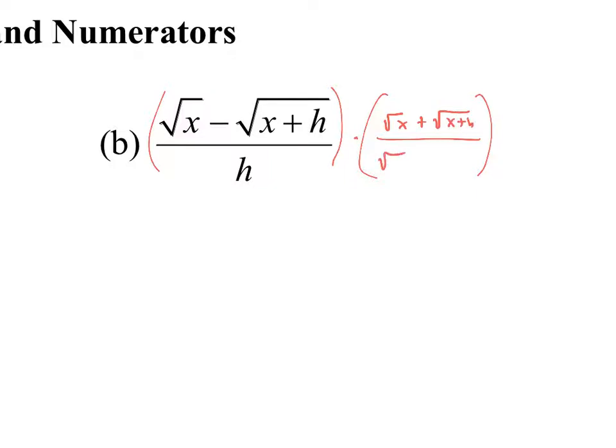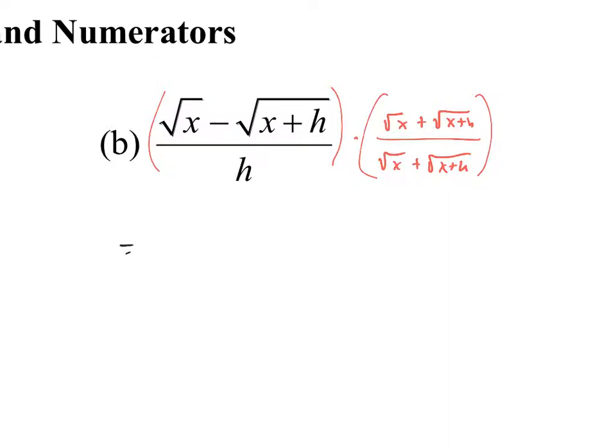On the bottom, we're going to have the square root of x plus the square root of x plus h. Okay. On top, we are going to FOIL it out. On bottom, I do not want you to do anything. I want you to always leave your denominator in factored form, okay? So on top, what do we have?